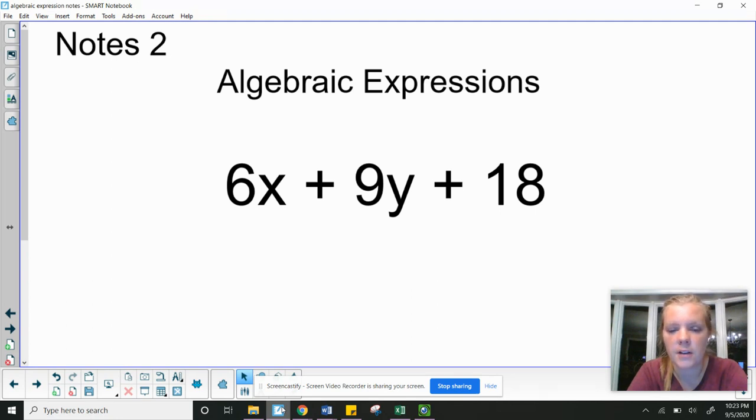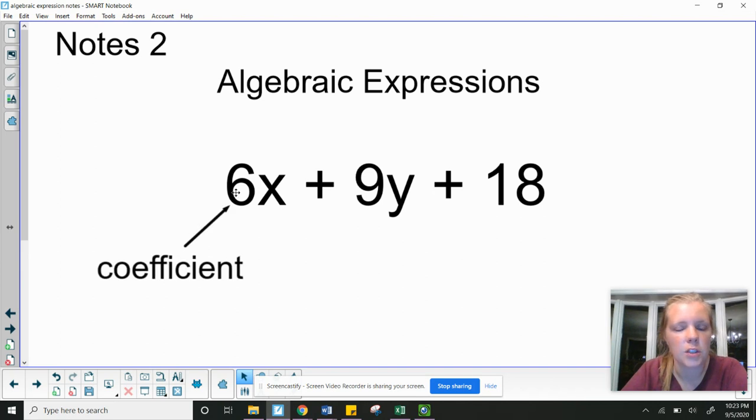The definition of an algebraic expression is it is terms that are combined with an adding or subtraction sign. There is no equal sign in an algebraic expression. Notice there's nothing over here. It's not equal to anything. If it was equal to something, then it would be an equation. There are lots of different parts of an algebraic expression, and that's what we're going to focus on right now.